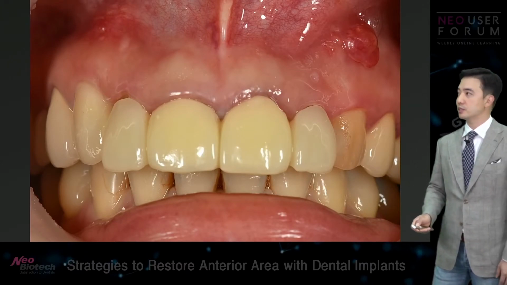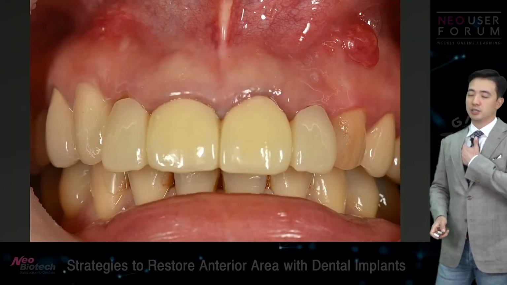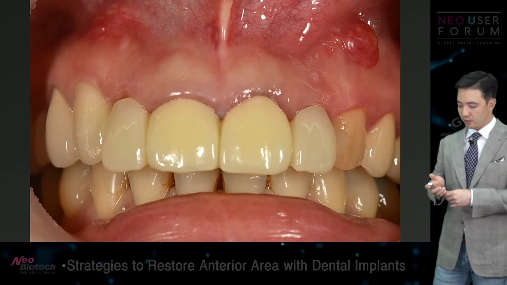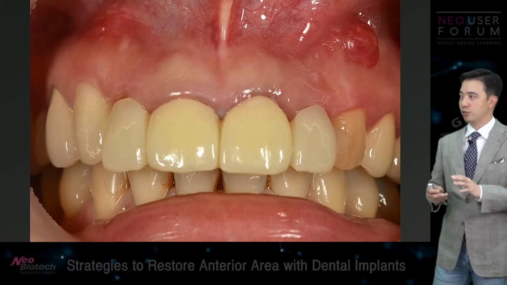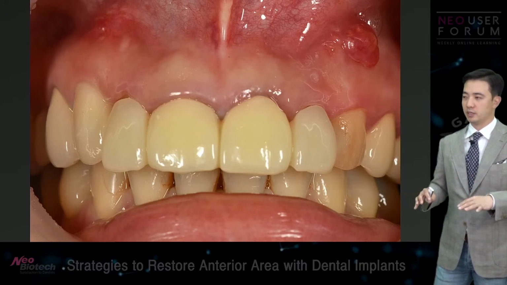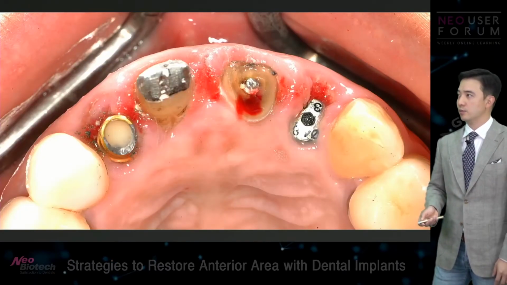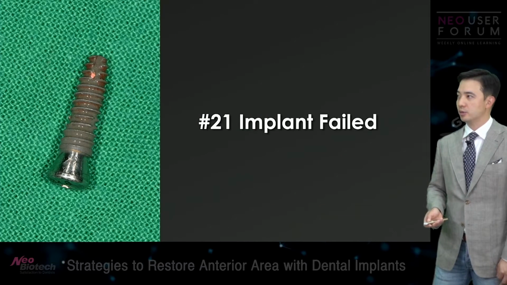Well, the problem was this, okay? So the patient comes in, oh, I have discomfort in this area. I was like, okay, so what I tried to do was just to put everything in a minimally invasive fashion, but it just didn't work out this time. So what I did was I had to take out the implant because number 21 failed.